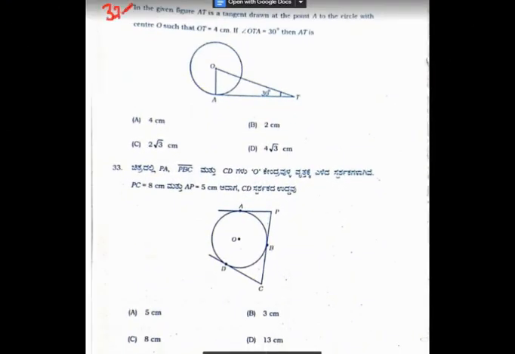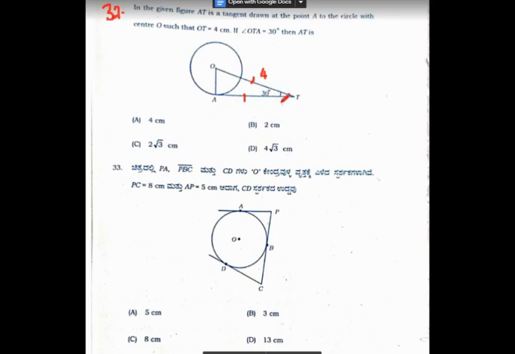Moving on to 32nd question. In the picture, AT is a tangent drawn at a point A to the circle with center O such that OT is 4 centimeters, angle OTA is 30 degrees. Then find the length of AT. So we have to find the length of the tangent AT.